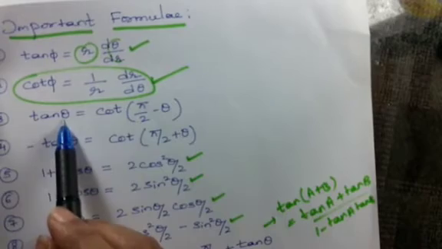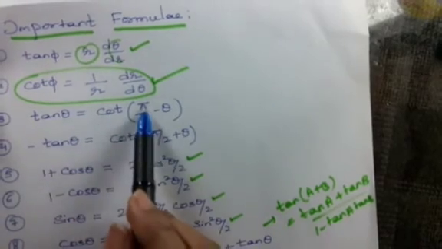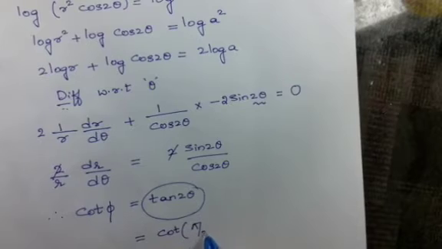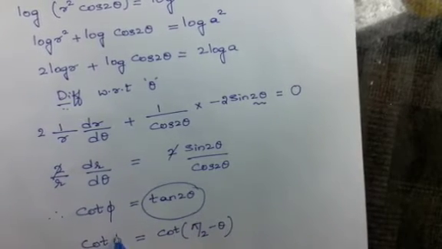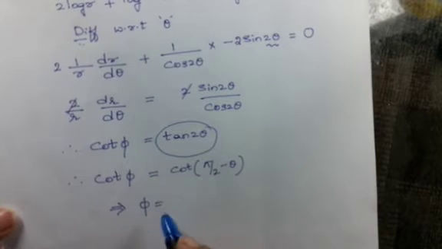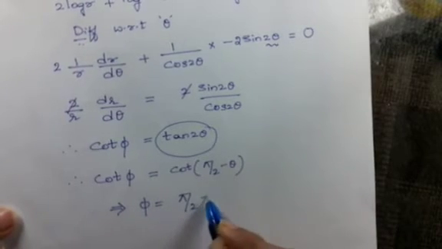Again, I will show you the relation whatever I have given you. So, tan theta is cot of pi by 2 minus theta. Therefore, I'll express tan 2 theta as cot of pi by 2 minus 2 theta. This is equal to cot phi. Right? Therefore, what is phi? Phi is pi by 2 minus 2 theta.